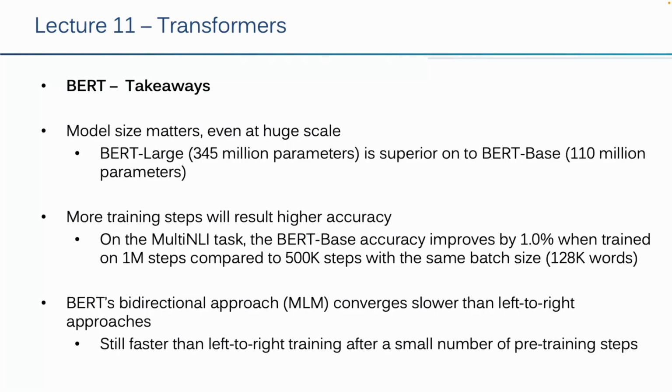Okay, so key takeaways, model size matters, so the bigger, the better. Okay, BERT large is 340 million, BERT base is 110 million parameters, and now models are getting to multiple 100 billion parameters.